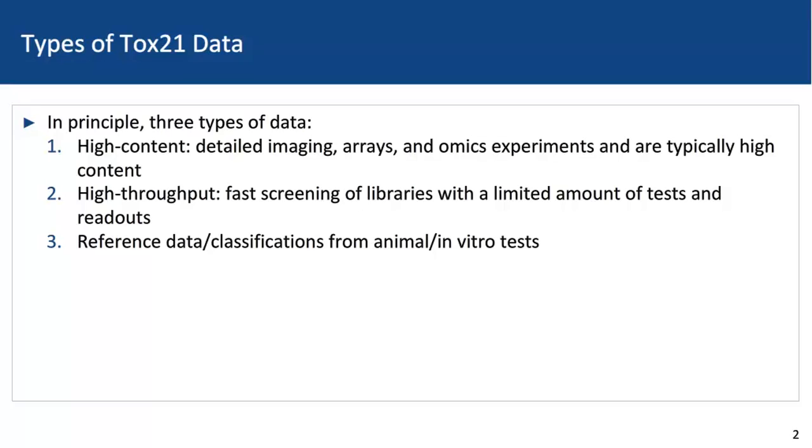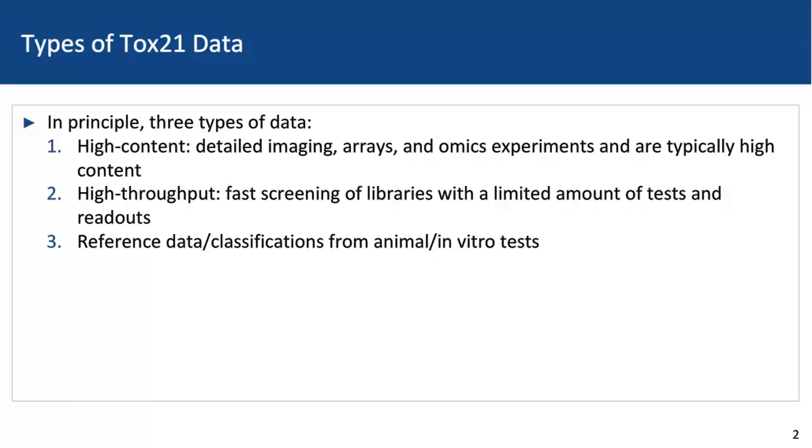So let's start with types of Tox21 data. There are in principle three types of data. You can have high content, high throughput, but also reference data, reference classifications. Let's start with the third one, reference data classifications. These are normally results from traditional toxicological tests, animals in vitro tests, and these are the reference standard that you need to interpret the results from your high content or high throughput data.